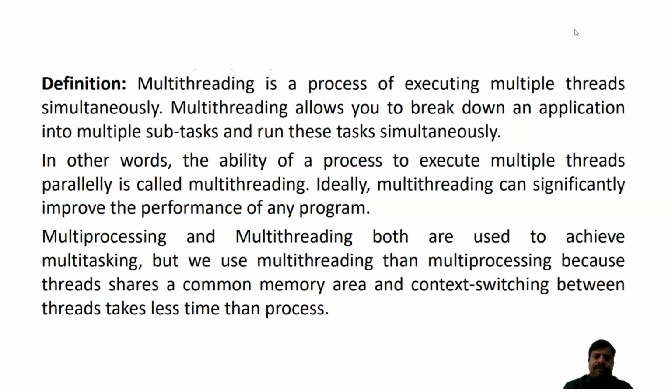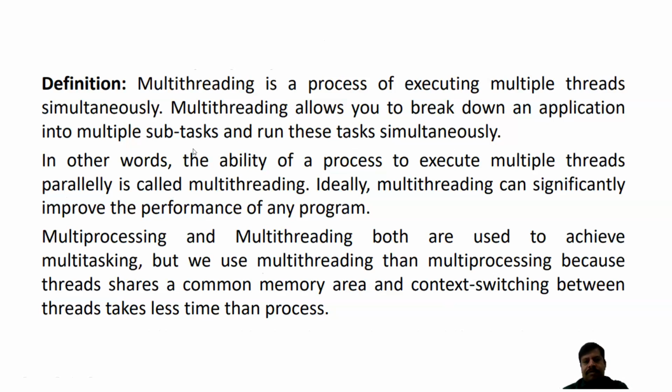Now we will formally see what is multi-threading. Multi-threading is a process of executing multiple threads simultaneously. Multi-threading allows you to break down an application into multiple subtasks and run these tasks simultaneously. In other words, the ability of a process to execute multiple threads parallelly is called multi-threading.